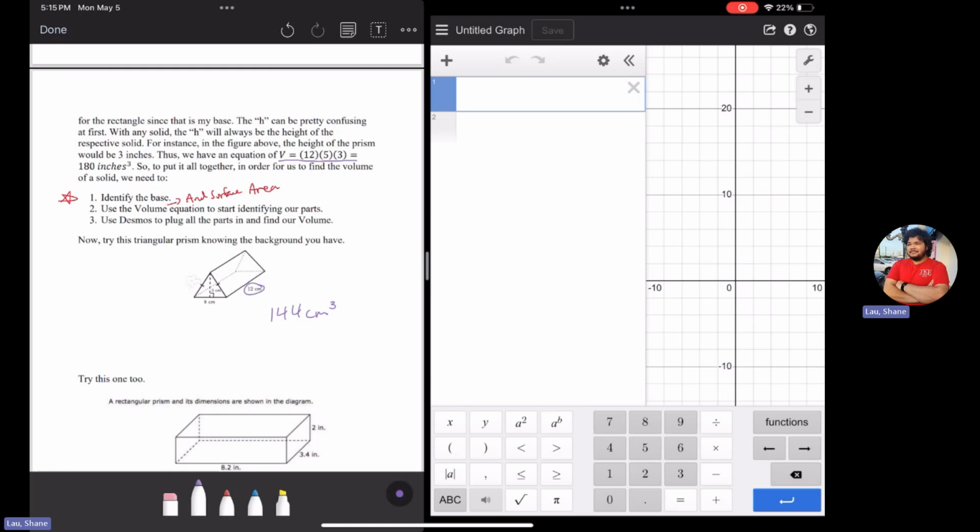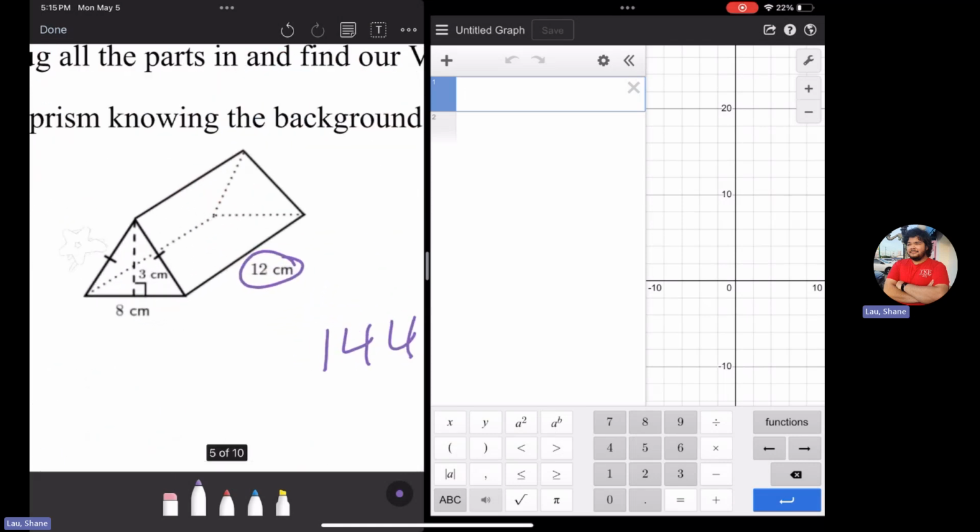If I recognize that my base here is a triangle, I can go ahead and just solve it like I normally would. 1 divided by 2 times my height of 3, it shows me here, times my base of 8, it gives me 12. Well, there's my capital B. My lowercase h for my prism, my height of my prism, is 12. There I go. I just plugged it all right in.